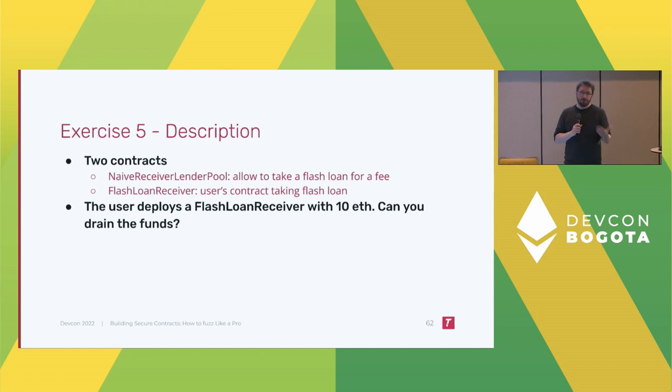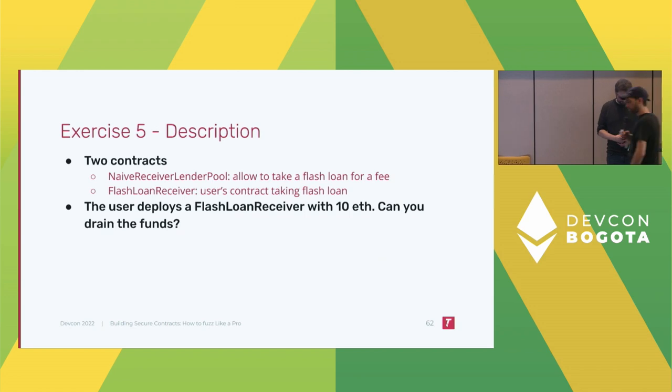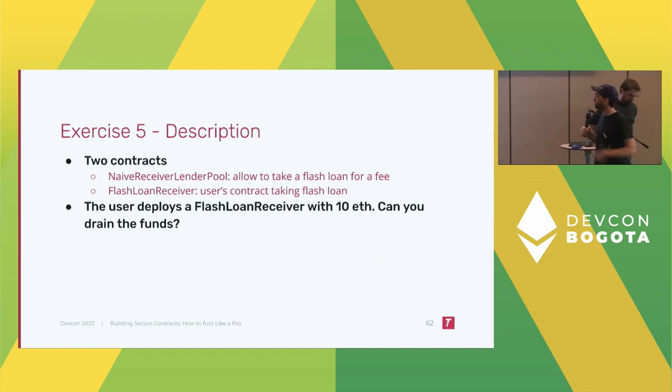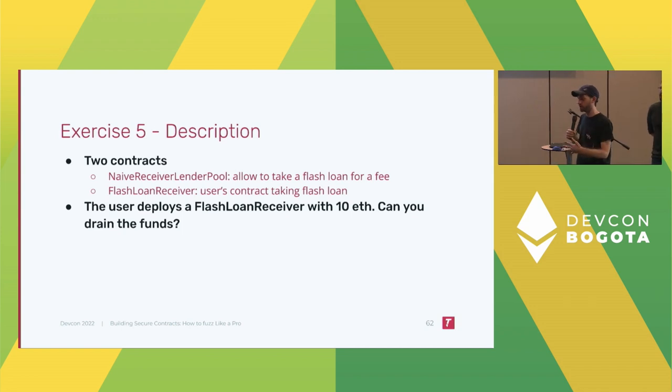The user contract is going to be deployed with some funds inside, and the goal is to see if it's possible for this specific contract from the user to be drained. Exactly. So what we want you to do is review the exercise. If you have already done it, it requires you to send some number of transactions.